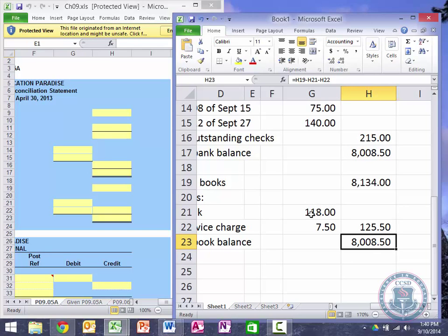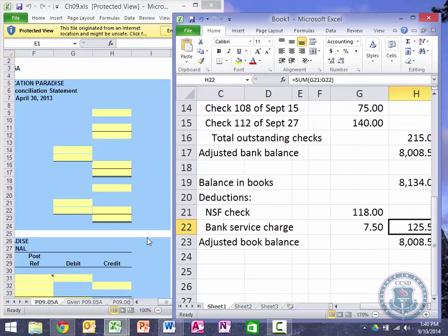That's the total of these two together. So that's a subtotal. 125.50. All right. 50 cents.